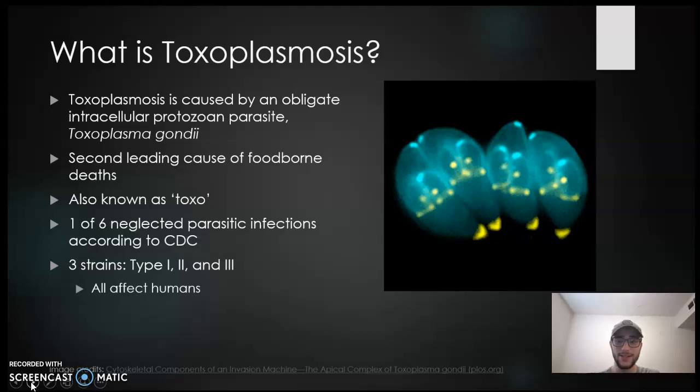It is one of 6 parasitic infections categorized by the CDC that they have decided to take action against. Others include Chagas disease, trichomoniasis, and cysticercosis, just to name a few. There are 3 main strains, type 1, 2, and 3. They don't really have a major difference between them. They all affect humans pretty much the same. There is some difference with how they affect mice. I don't believe 2 and 3 have as profound an effect.